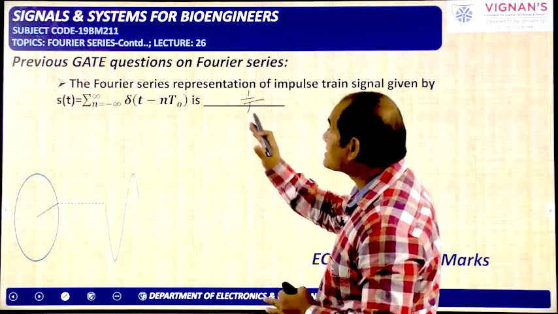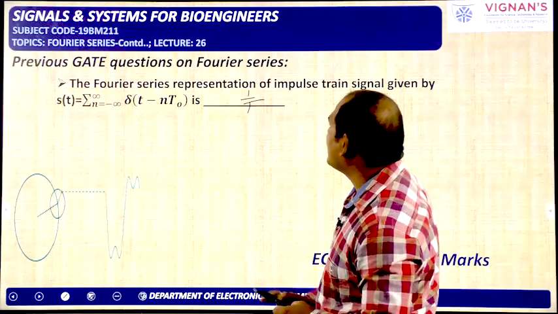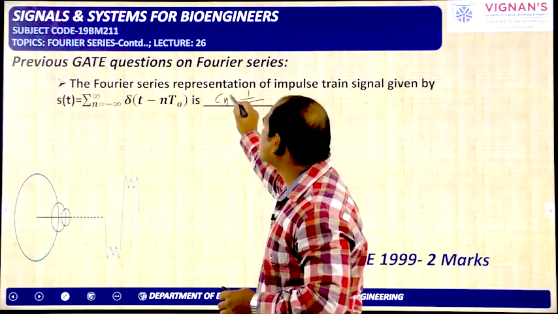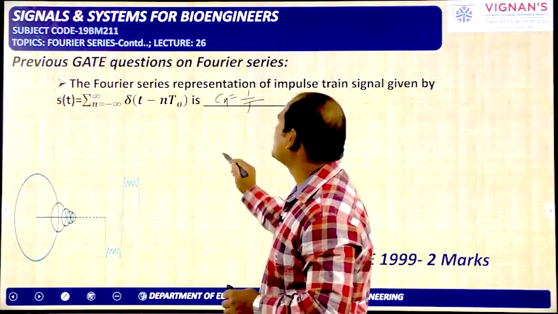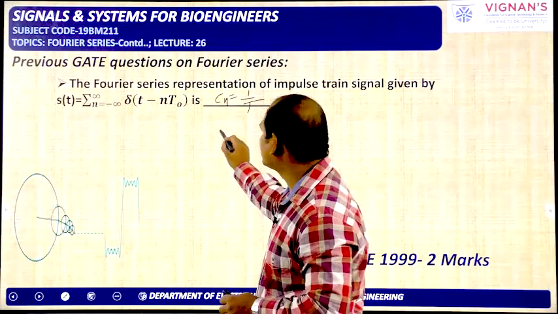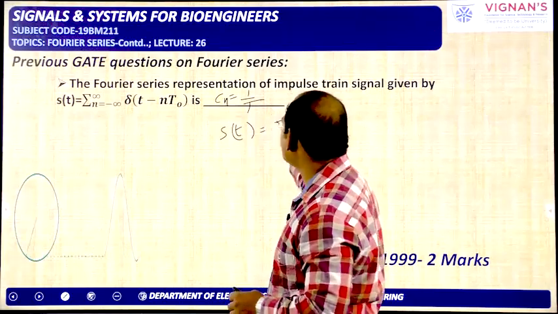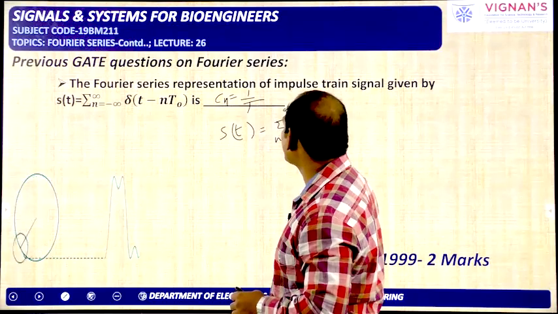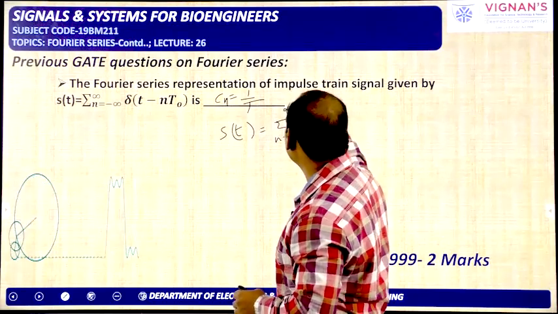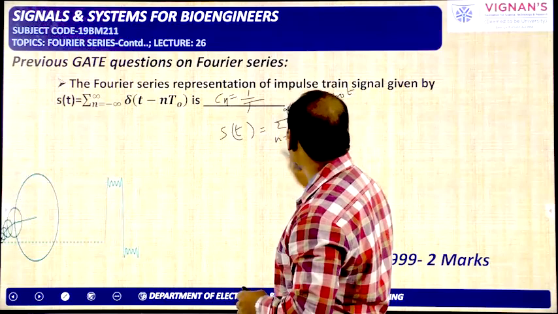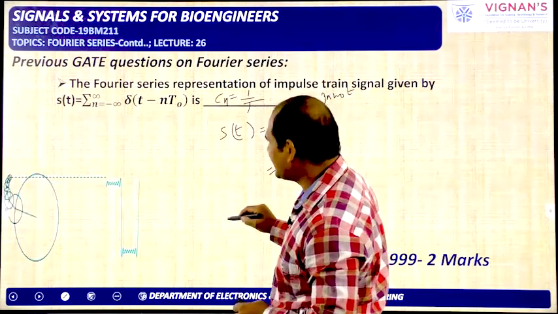Sorry, they are asking for the Fourier series representation. What is 1 by T? It is the Fourier series coefficient. So if you have the Fourier series coefficient, it is easy to write the Fourier series expression also. That is s of t is equal to sigma n from minus infinity to plus infinity cn e power j n omega naught into t. So cn we already know, that is 1 by T.